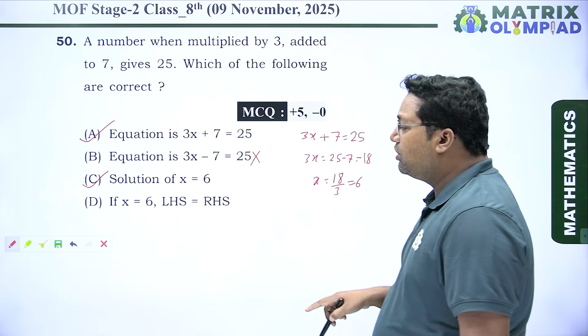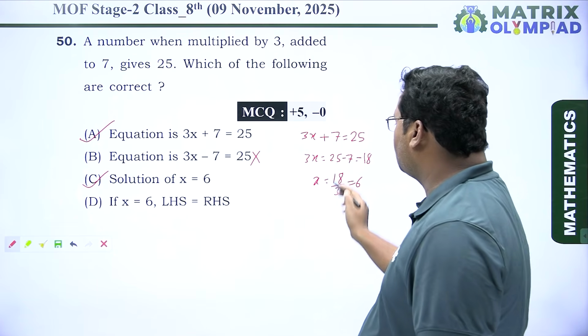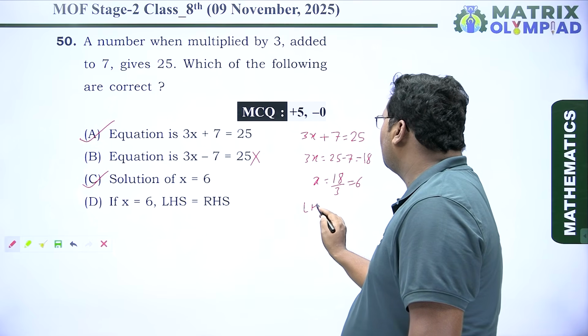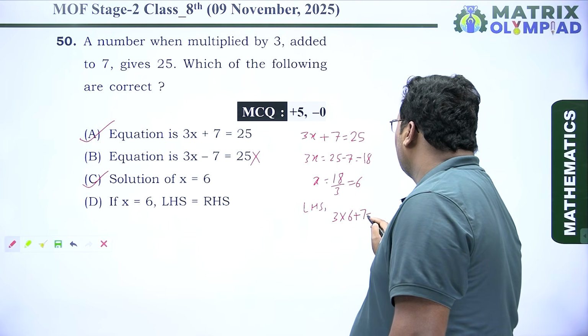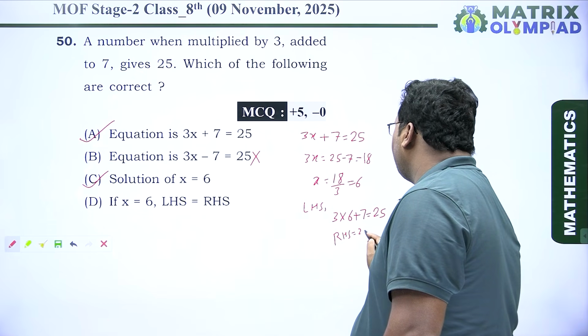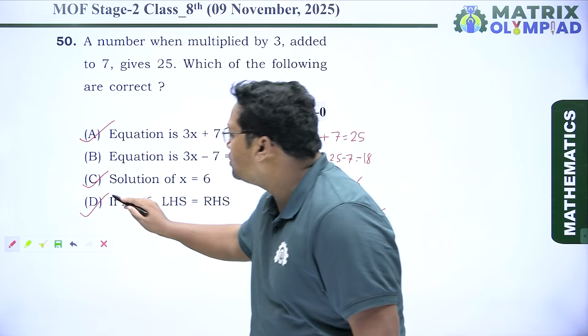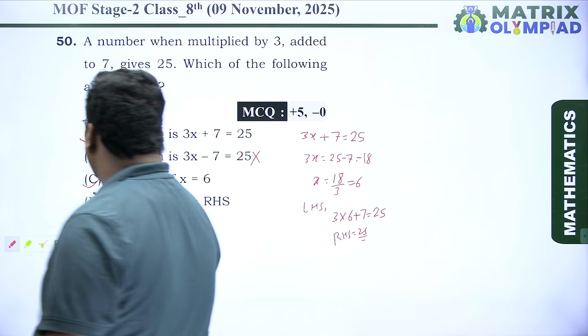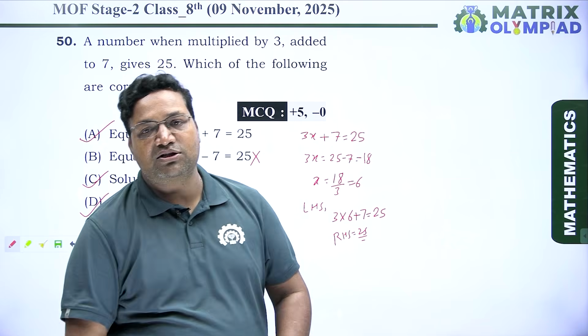Last is, if x equal to 6, LHS equal to RHS. Now we have to put the value of x equal to 6. In LHS we get 3 into 6 plus 7, which is equal to 25, and RHS is given 25. So LHS equal to RHS. It means D is also true. So our answer is A, C and D. So this is all the parts of the mathematics solution.